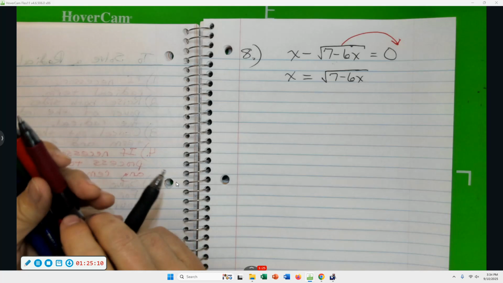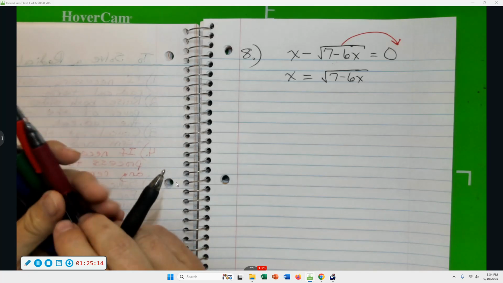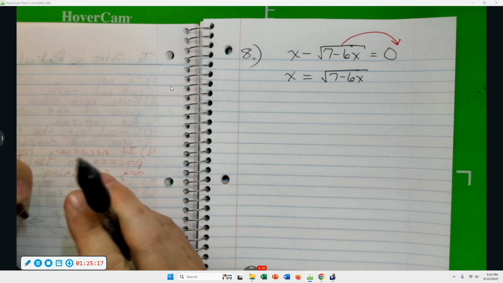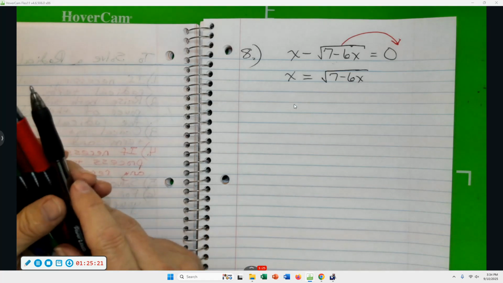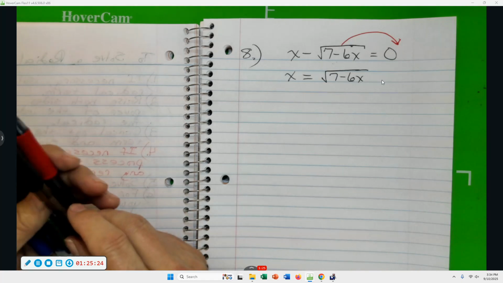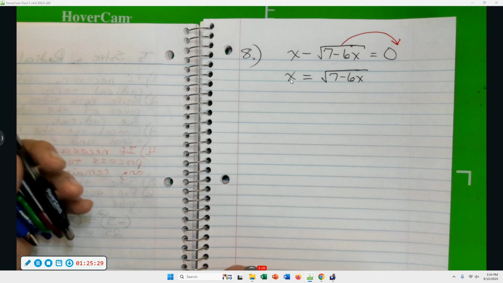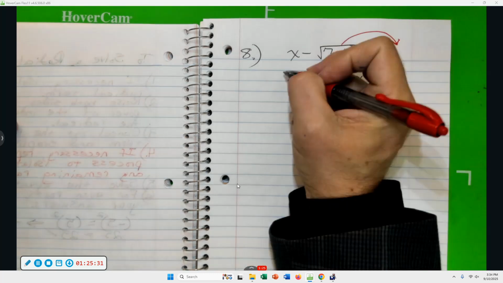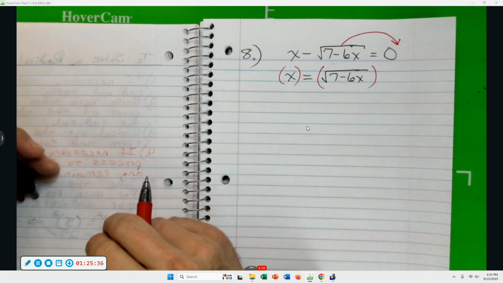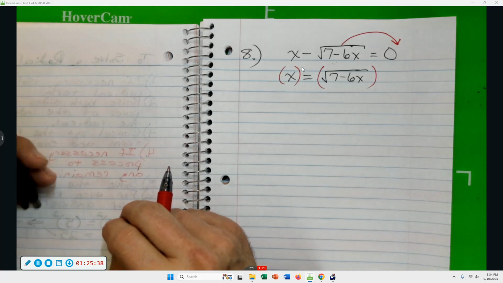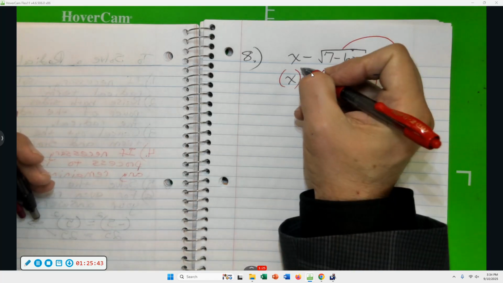Any questions on my logic there? I'm trying to isolate the radical. I don't want anything added to or subtracted from that radical term. So I've done the first step. I isolated the radical term. This is a square root, so we have to raise both sides to a power. What power will I use? Square. It's a square root, so we're going to use square.